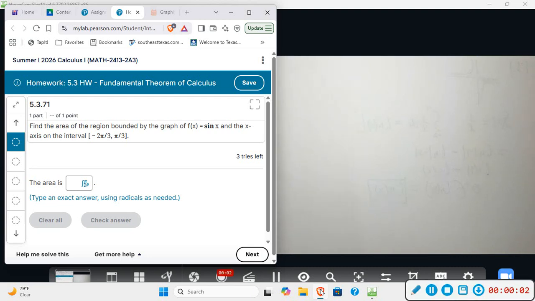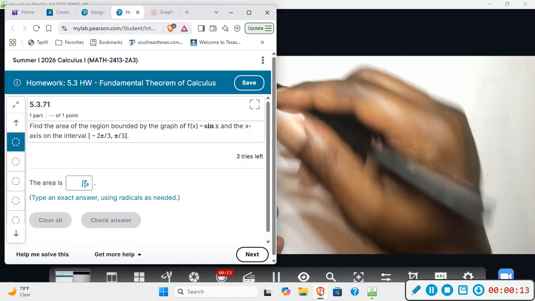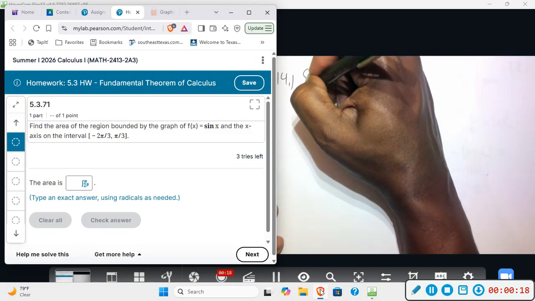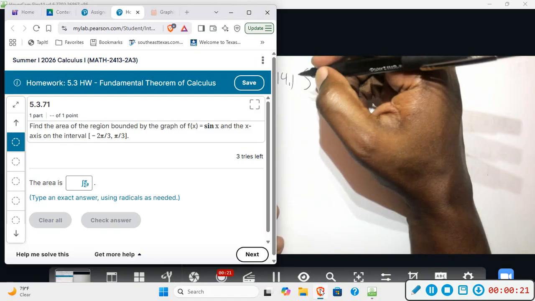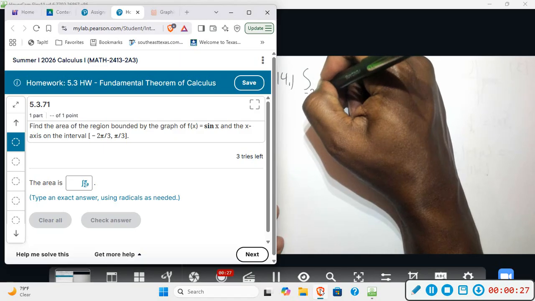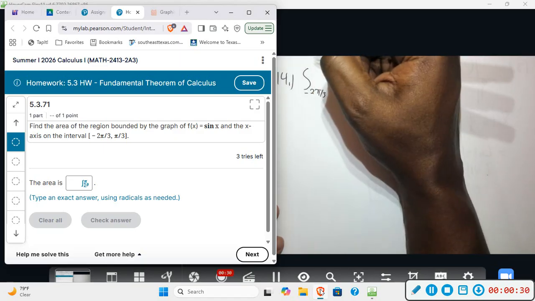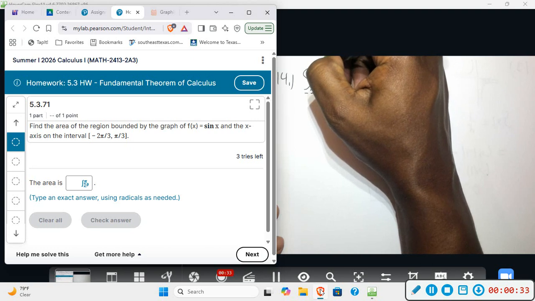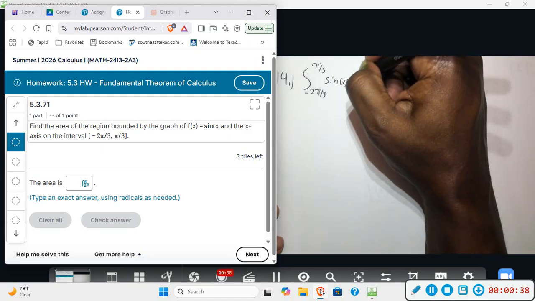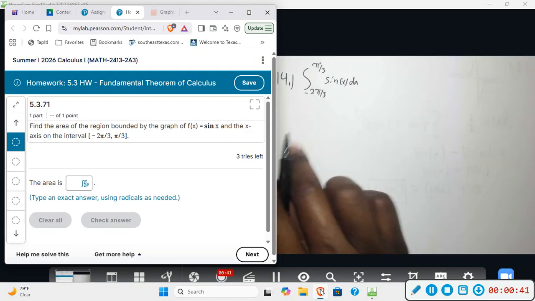Number 14, we want to find the area of the region bounded by the graph of f of x equals sine x on the x-axis on the interval negative 2 pi over 3 to pi over 3. So we are looking at the integral from negative 2 pi over 3 to pi over 3 of sine x dx. Now we're going to do the integral, but again, it's asking for the area.